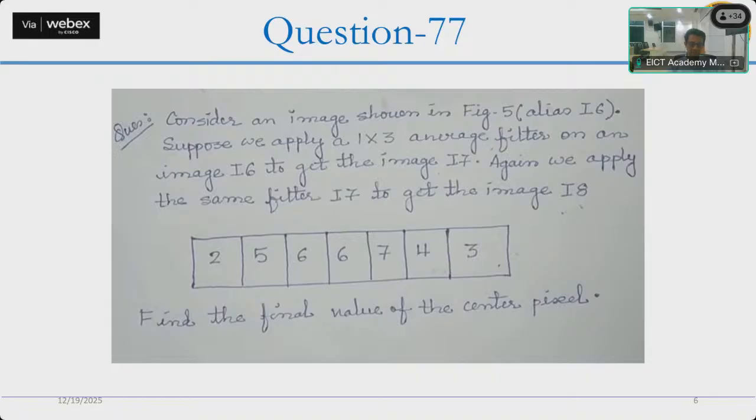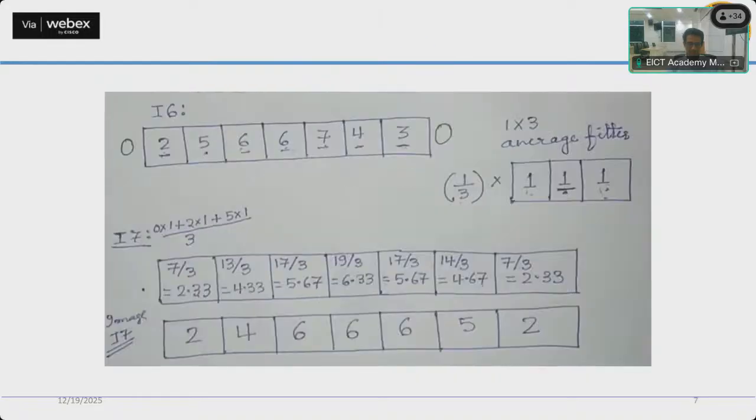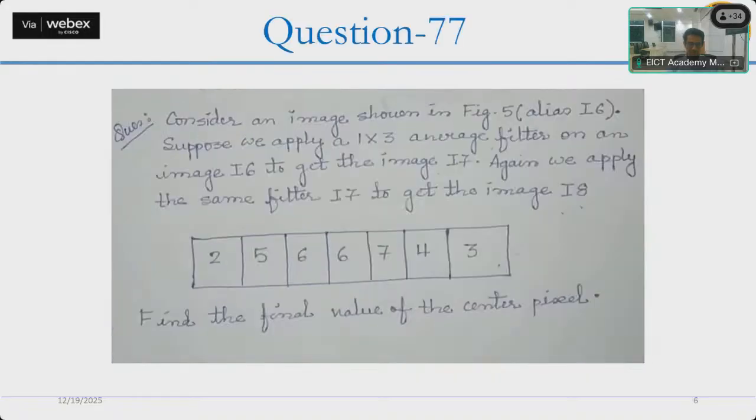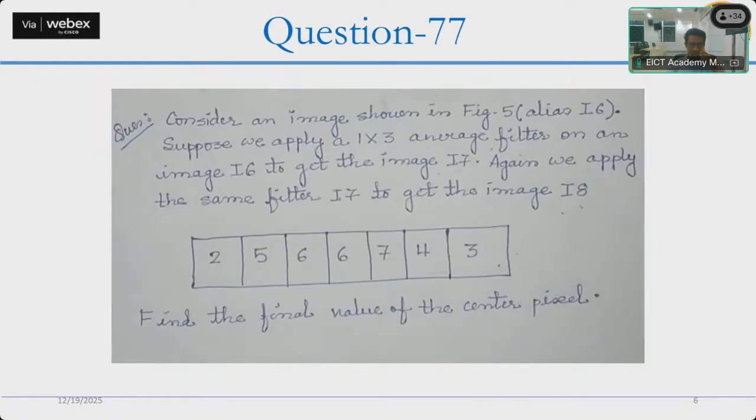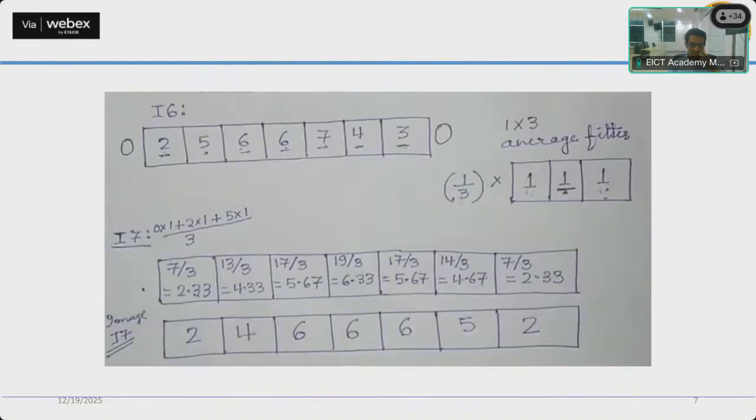Consider an image shown in figure 5, alias I6. Suppose we apply a 1 by 3 average filter to get the image I7. So this is I6, which is given as 2, 5, 6, 7, 4. We apply a 1 by 3 average filter, which is given here.